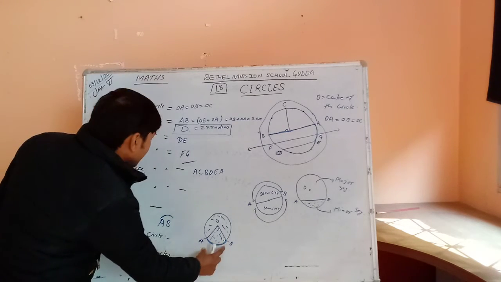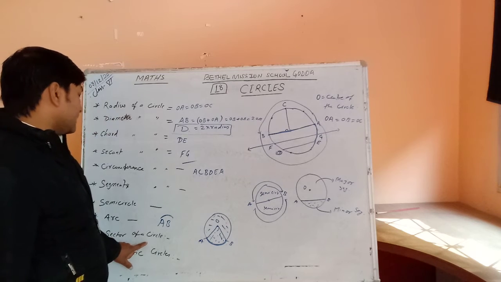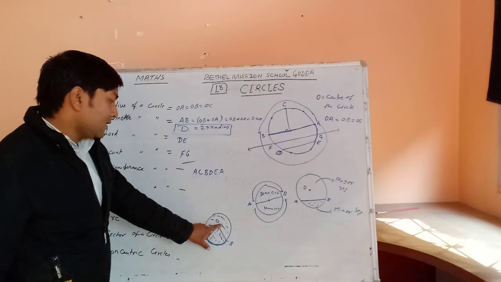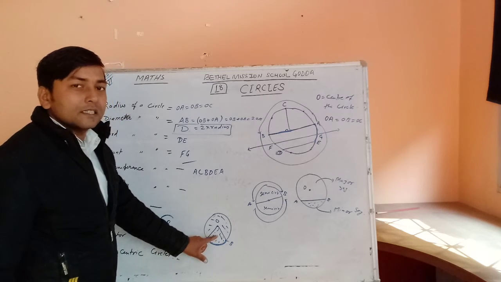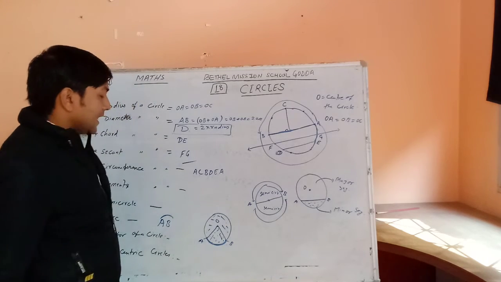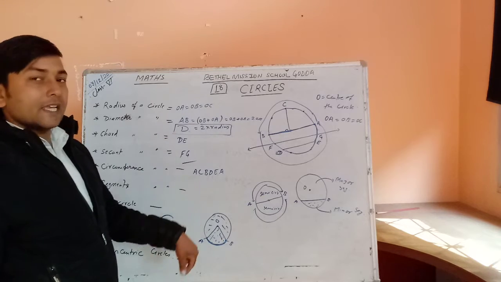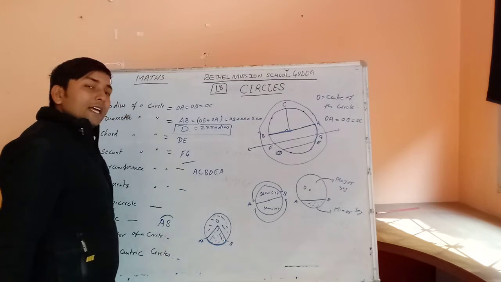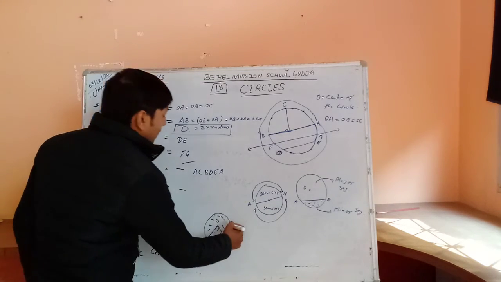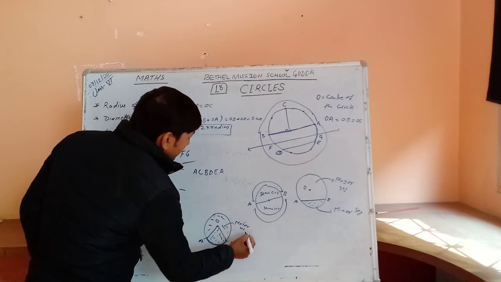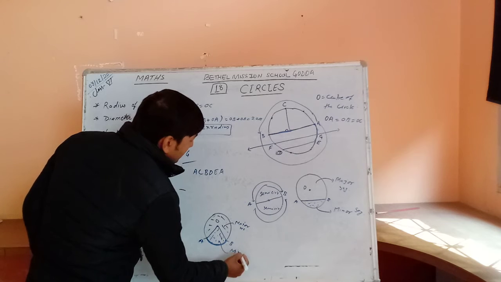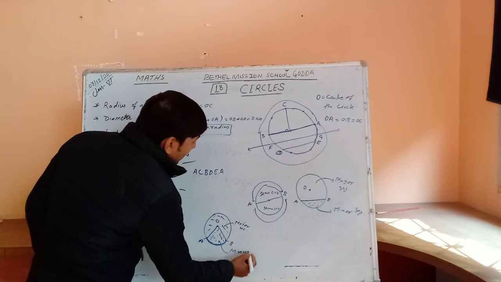AB is an arc, and this is one sector and this is another sector. The bigger one is called the major sector, and the smaller one is called the minor sector. That is a major sector, and that is a minor sector.